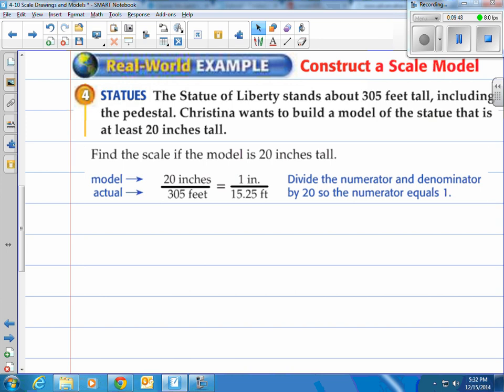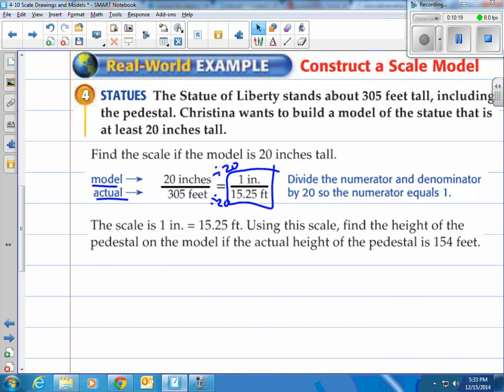First off, find the scale if the model is 20 inches tall. So we have 20 inches is the model, and then in actuality, it's 305 feet. So the scale then, divide the top by 20, divide the bottom by 20, and we have 1 inch is representing 15.25 feet. So that would be our scale. The scale is 1 inch to 15.25 feet.